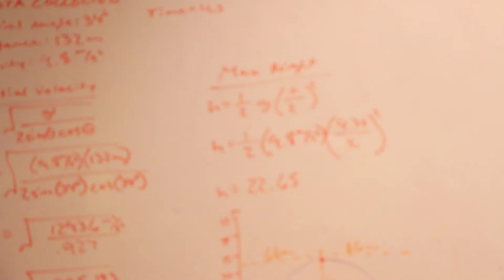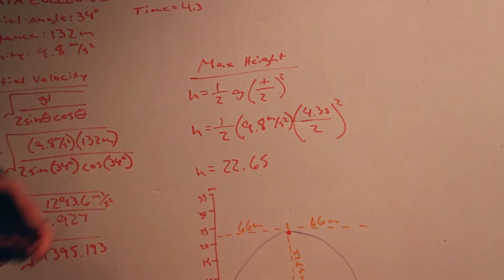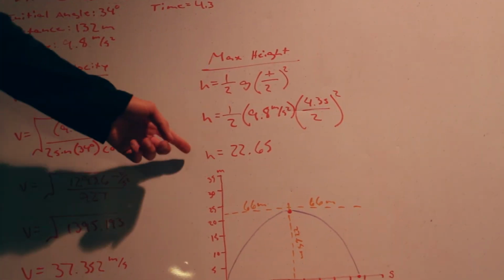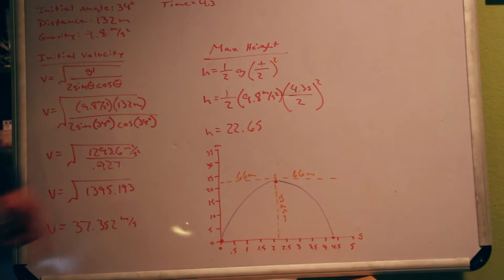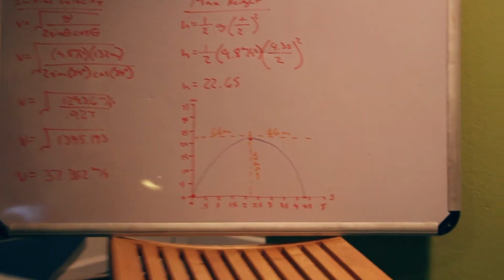So the equation for max height is the same as before. The only thing that changes is the 4.3 seconds that it took from the time that the ball was struck to the time it hit the ground. And we get a new max height of 22.65 meters. And this is the graph that shows the max height.